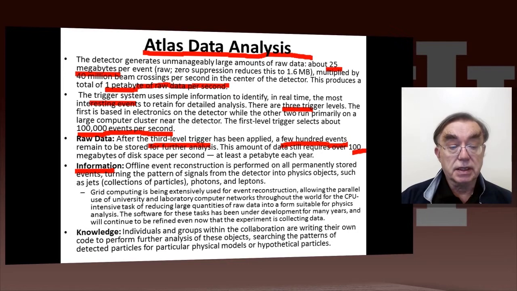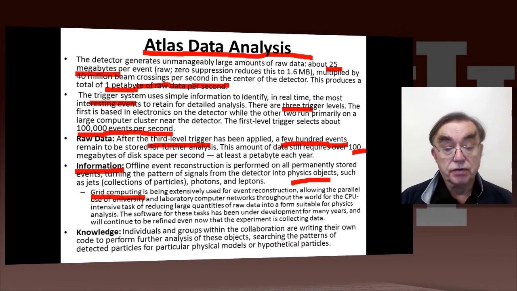So here's what I said already. The information corresponds to taking the raw data, running it through so-called reconstruction programs that take the raw signals and interpret them in terms of physics objects such as photons, leptons, mesons, baryons, collections thereof. And it's all, of course, done using this global collection of computing, which is called a grid, and has 200,000 cores in it. And then we finally mentioned this knowledge, which is as before, individual physicists making decisions, looking at the data and trying to interpret it.